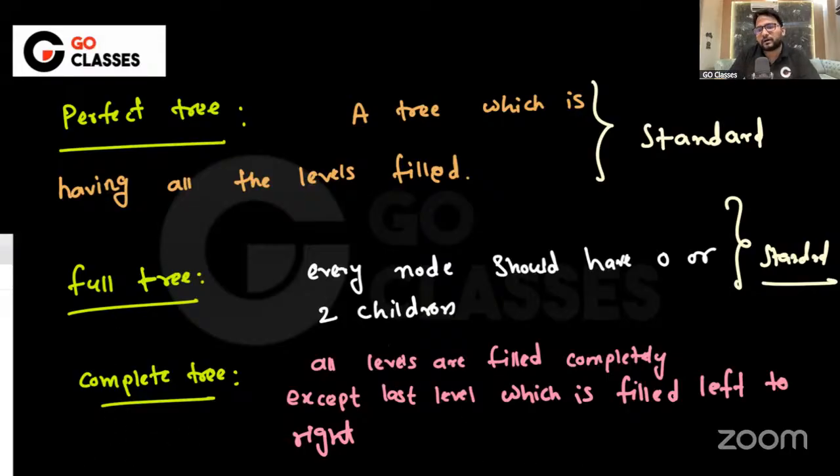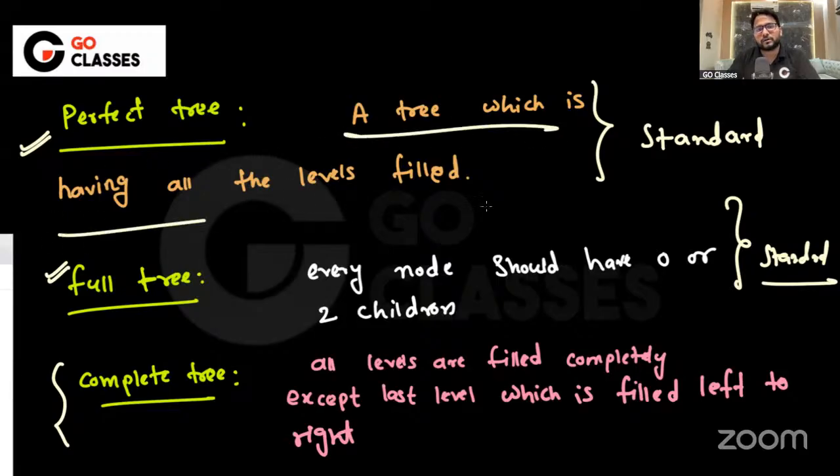But these two definitions do not have any ambiguity. They are defined everywhere like this only. For the complete tree, in most places it is defined like this, but in one or two places, which are also standard, it is defined like this. Just like perfect tree, they either say perfect tree or complete tree. So anyway, let's not worry about it.